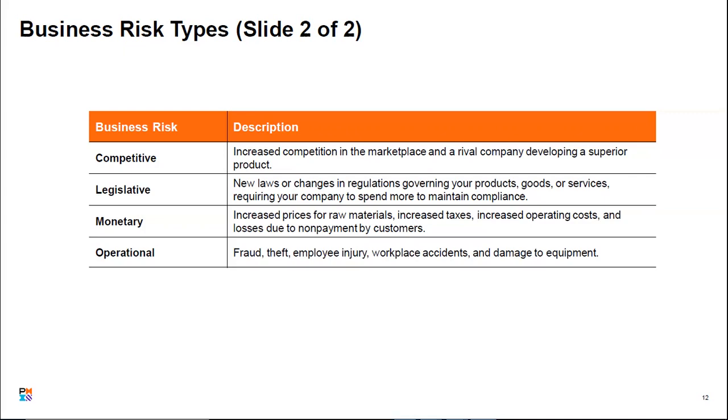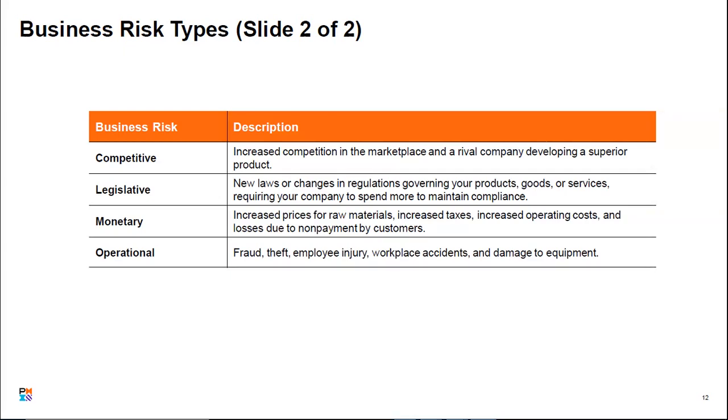When you have increased prices for raw materials, increased taxes, increased operating costs, and losses due to non-payment by customers, you need to factor monetary business risk in when planning for your project. So in case the prices of raw materials increase, in case you have increased taxes, in case you have an increase in operating costs, and also when your customers do not pay at the time due, and you now have the monetary business risk raising its head in your project, be sure you have identified that before you start the project and plan for it.